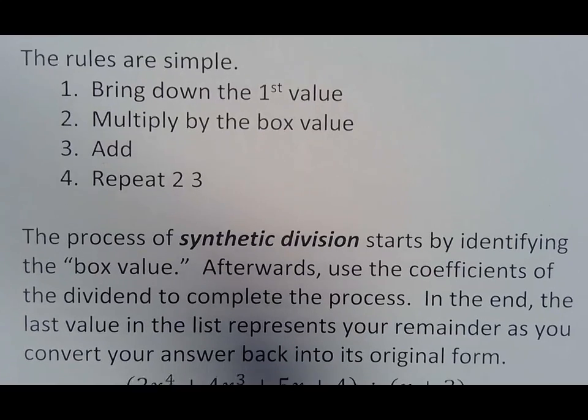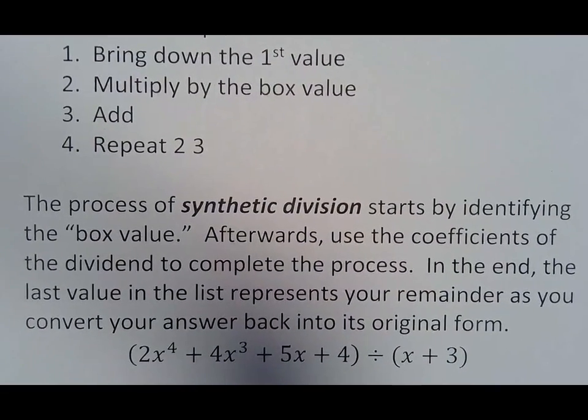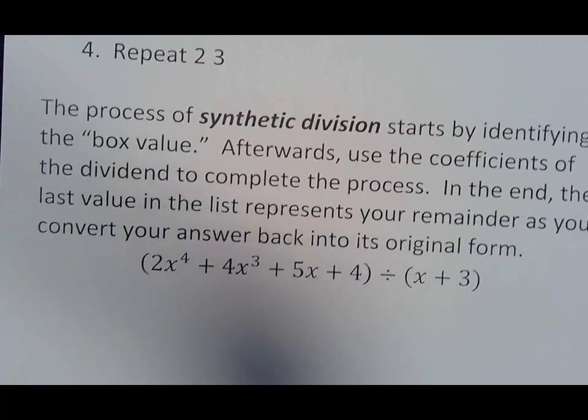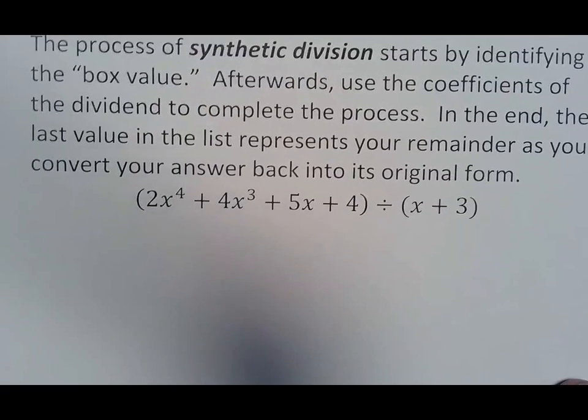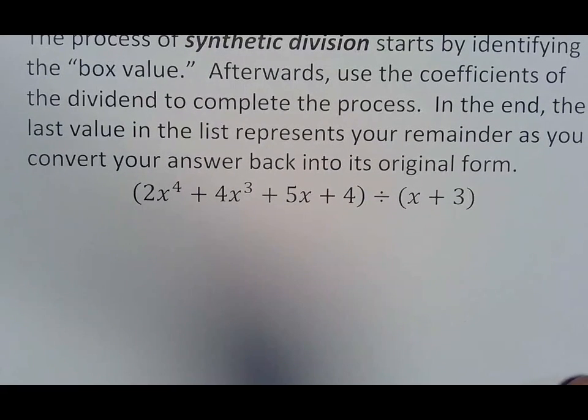The process of synthetic division starts by first identifying what I call the box value. Afterwards, use the coefficients of the dividend to complete the process. In the end, the last value on the list represents your remainder as you convert it back to its original form. Yes, you have to put it back in original form. Synthetic division does not allow you to just say the answer is 25897. It needs to be 2x to the third, 5x to the whatever.